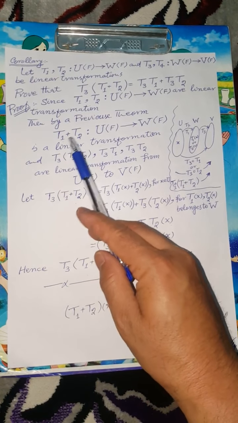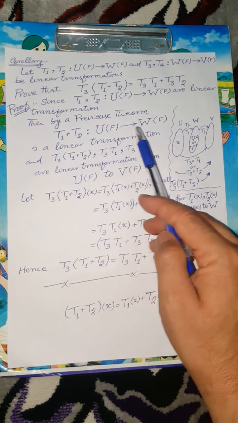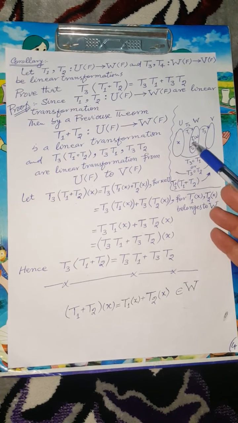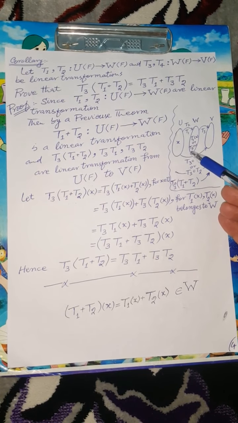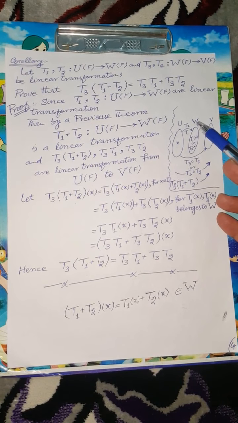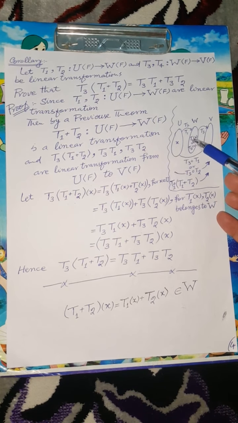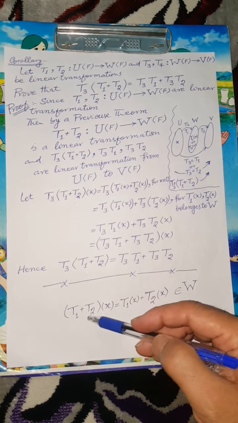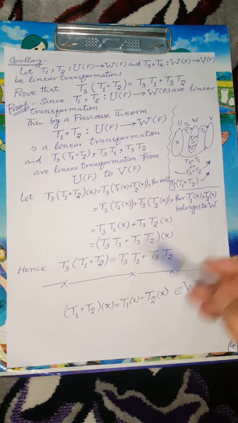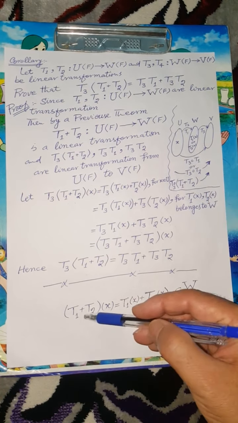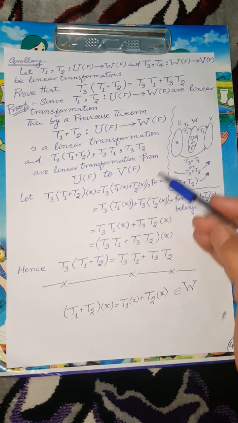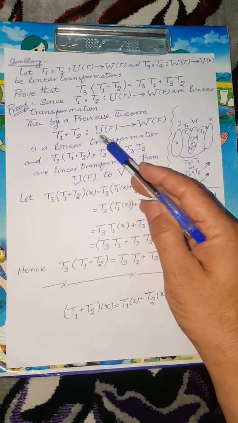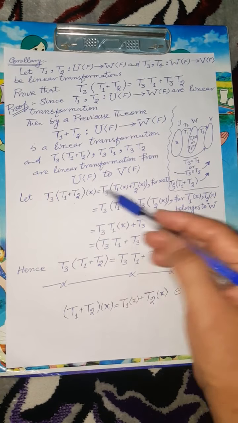Also, T1 plus T2 is a linear transformation from the vector space U to the vector space W. Therefore, T1x is an element of W, and T2x is also an element of the vector space W, and W is a vector space over the field F. Therefore, the sum of T1x plus T2x is also an element of the vector space W, which is also equal to T1 plus T2 applied to x, where x is an element of the vector space U. That is, T1 plus T2 applied to x is an element of W. That is, T1 plus T2 is a linear transformation from the vector space U to the vector space W.